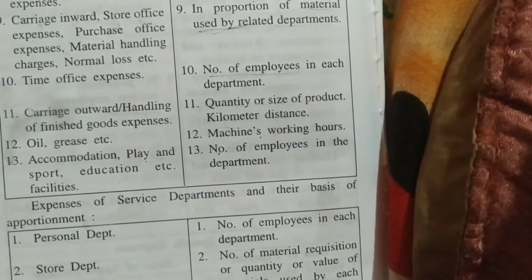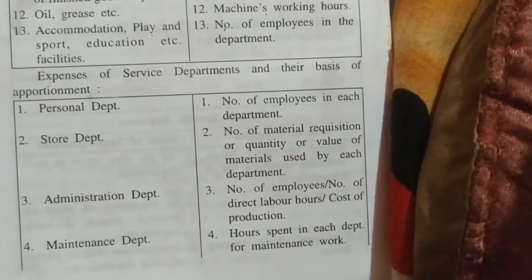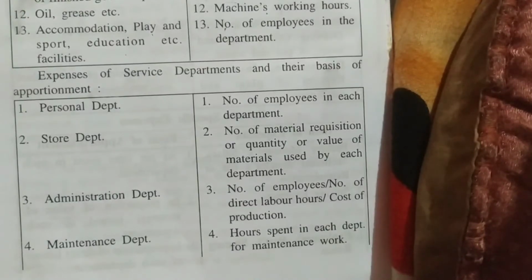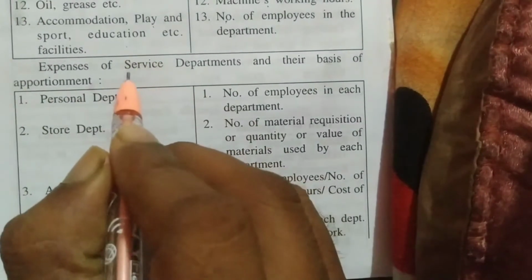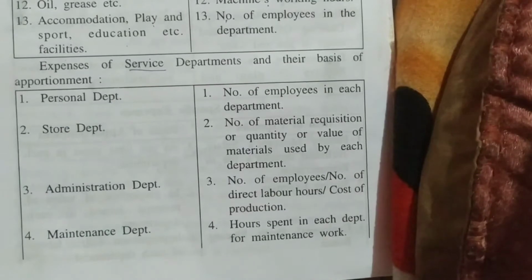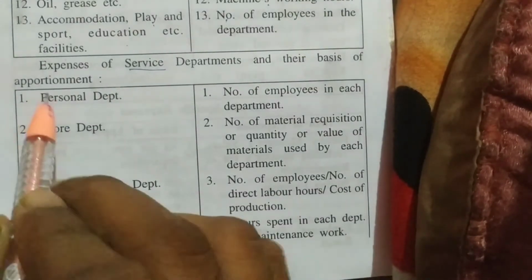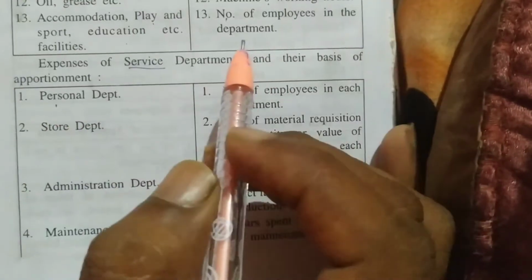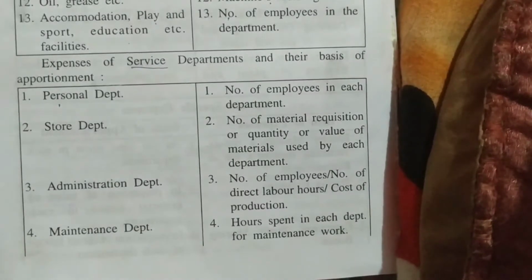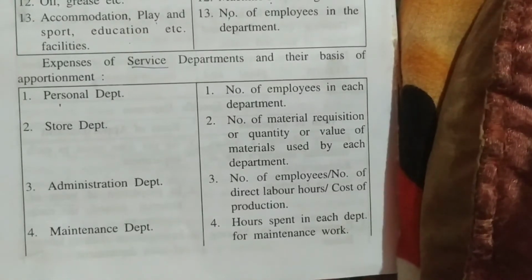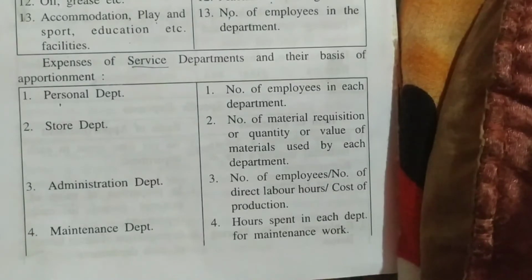in each department. Then expense of service department and their basis of apportionment. See, the above two tables are on manufacturing departments, and then the expense of service departments. Under that, the first one, personnel department: the expense of the personnel department will be distributed by number of employees in each department. Then store department: the expense of the store department will be distributed among the other departments in the ratio of number of material requisitions, or we may say quantity or value of material used by each department.